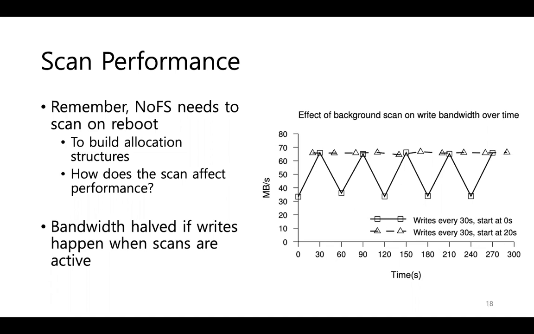So as we see on the graph, when we interleave the writes with the scans, we may not have a choice in that matter if we just start using the file system. And the write bandwidth is roughly halved, as we can expect, because the scan in the background needs to scan blocks to build up the allocation structures, which causes contention at the disk, and we can't use the whole bandwidth for the writes.